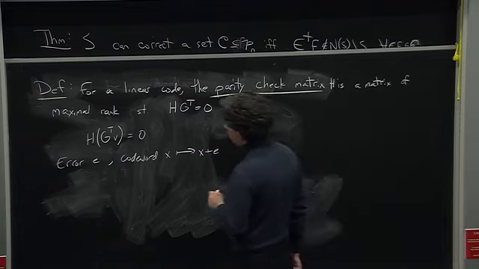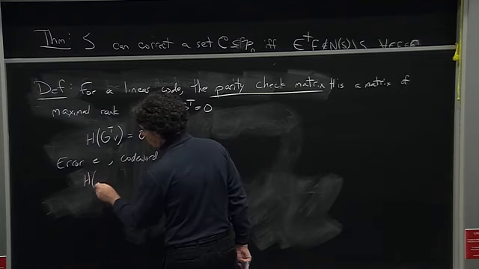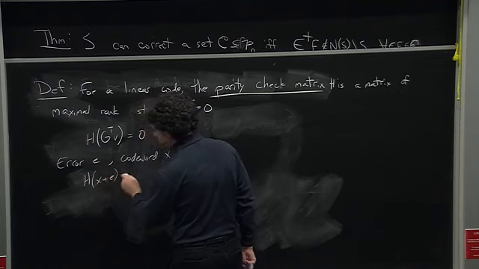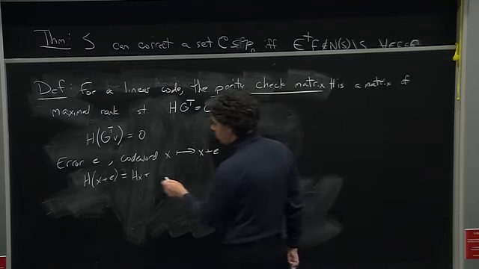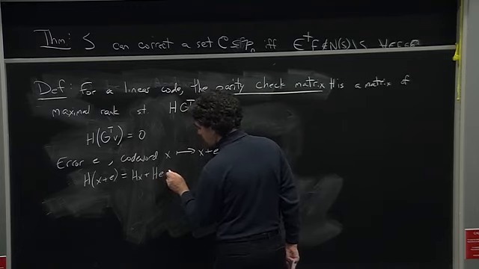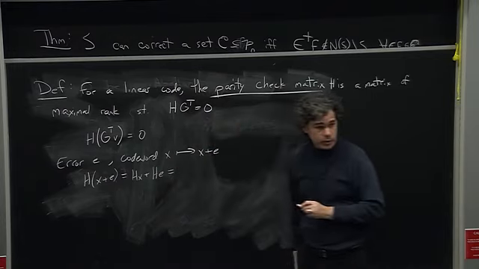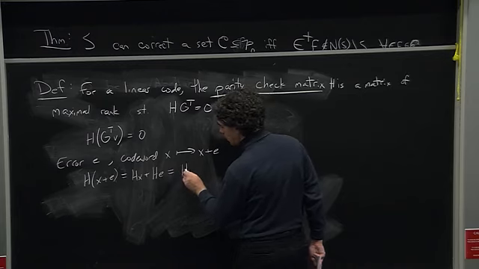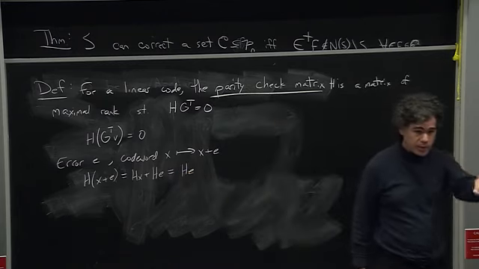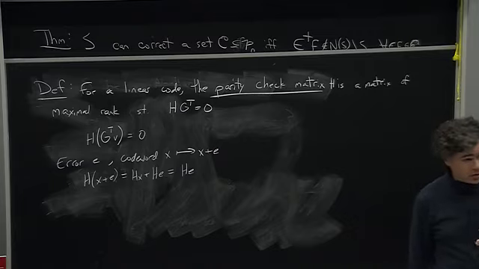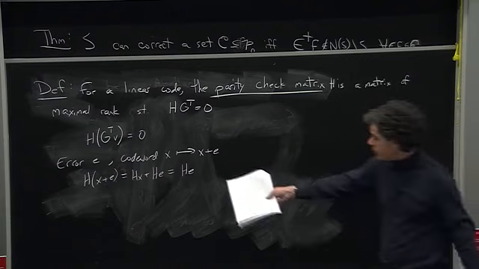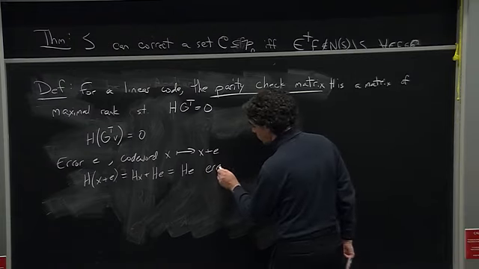Then suppose we apply H to that. This is linear algebra. H of X plus E is H of X plus H of E. And H X is equal to 0, so this is just H E. By applying the parity check matrix, we can eliminate the code word, which we care about, but is not what we're interested in right now. We're interested in the error, and this gives us some information about the error. This is the error syndrome.